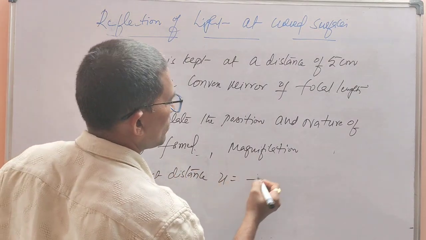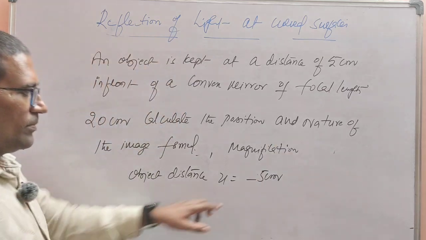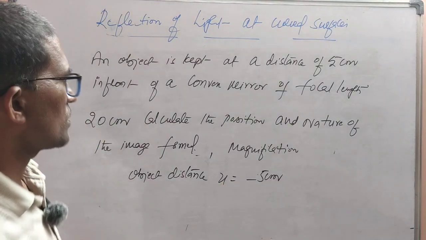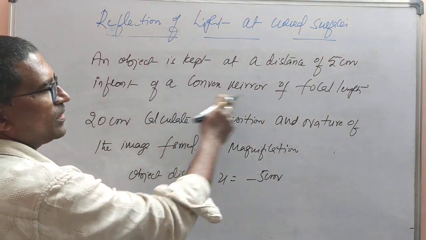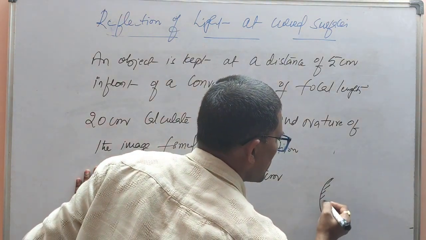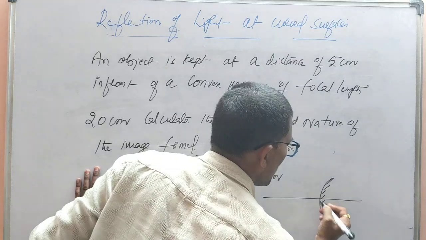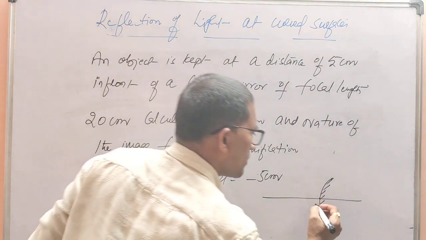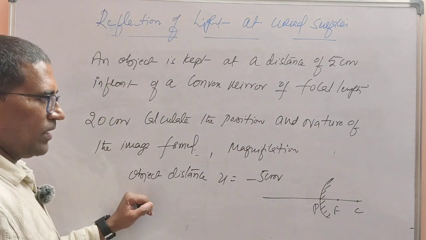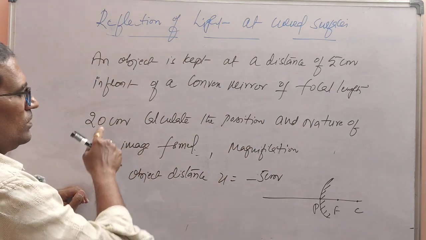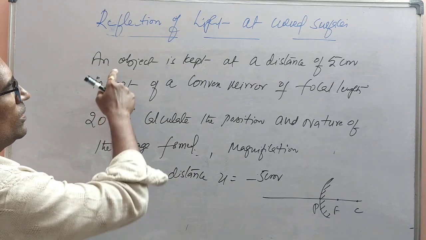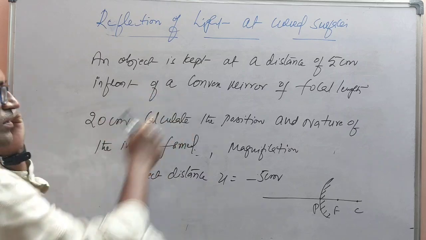Okay, according to the given problem, the data is the object distance, u is equal to minus 5 centimeters. I am taking the negative sign by applying the sign conventions. Now, in front of a convex mirror of focal length 20 centimeter. Now, this is a convex mirror. You know, a convex mirror is a diverging mirror, and this is the pole of the mirror, and for example, this is the focus, this is the center of curvature. This is the problem, an object is kept at a distance of 5 centimeter in front of a convex mirror.